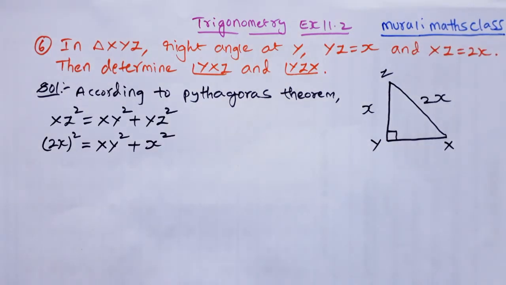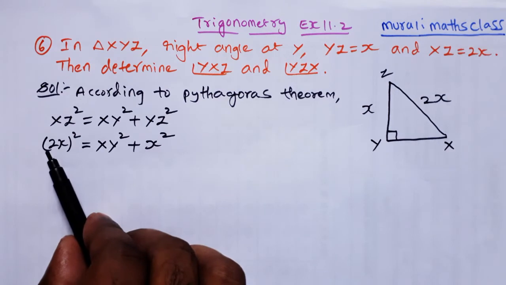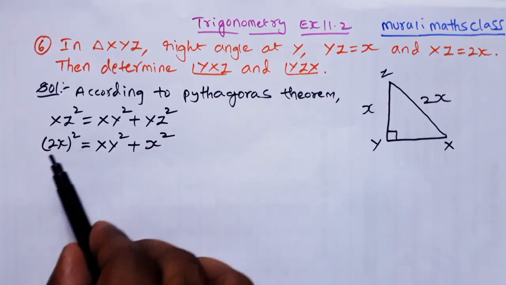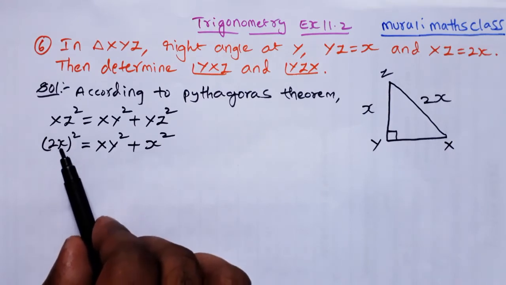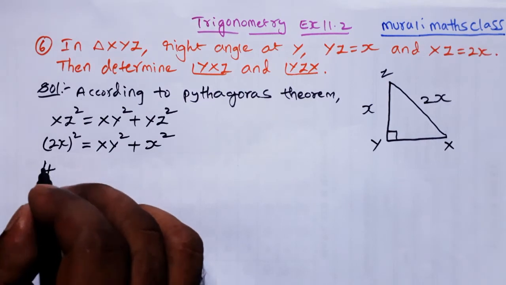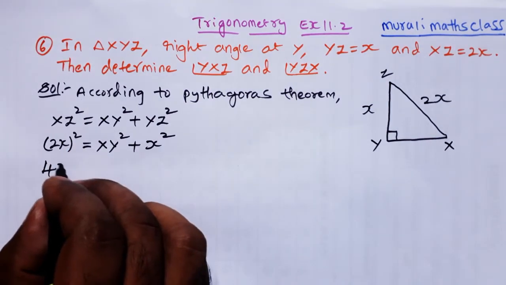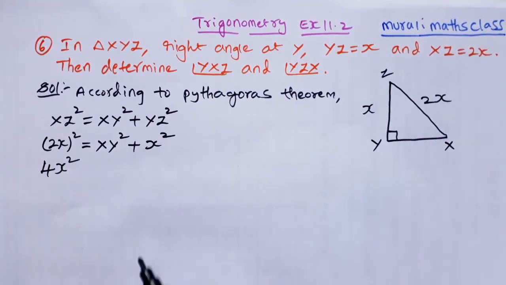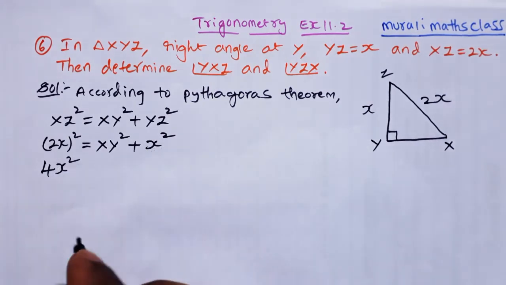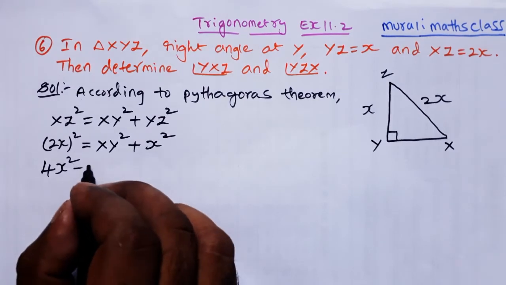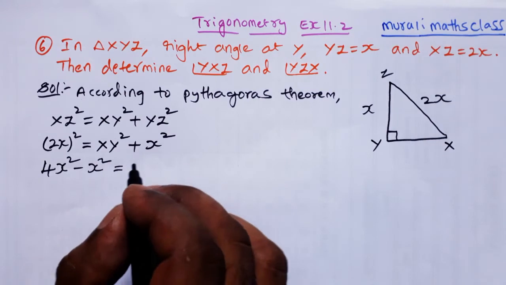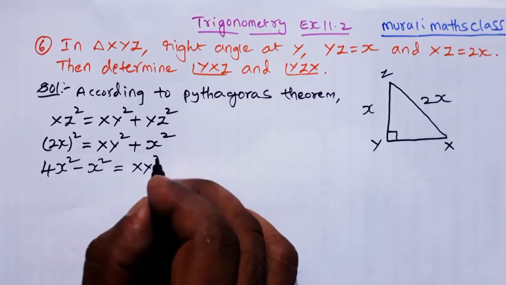In the next step, you write like this. 2 is there, no? 2 square into X square. 2 square means what? 4. X square as it is X square. And here we have plus X square, no? Take it on the left hand side, it becomes minus X square. 4X square minus X square equals XY square.